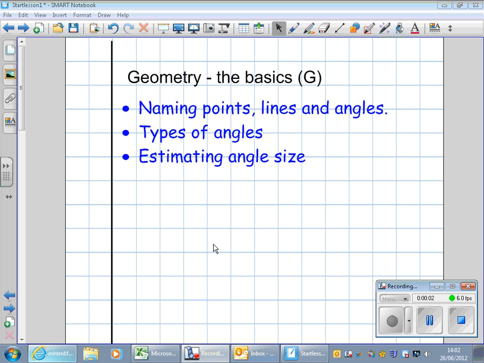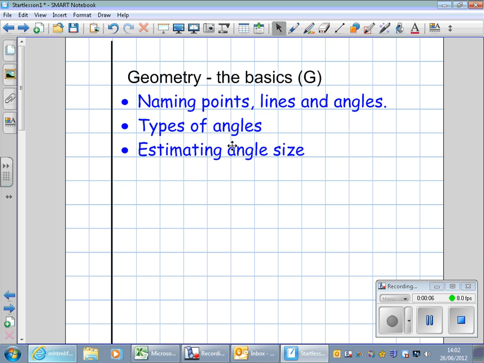Geometry, the basics, grade G. We're going to look in this short show at naming points, lines and angles, the different types of angles, and how we estimate angle size. So let's look at the first point.